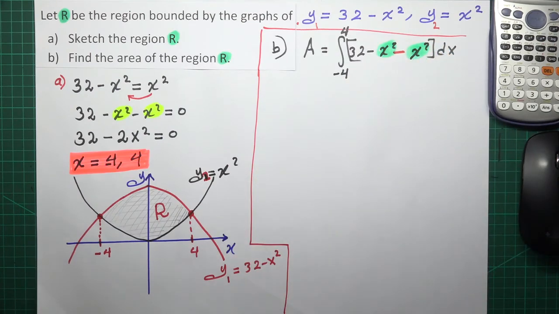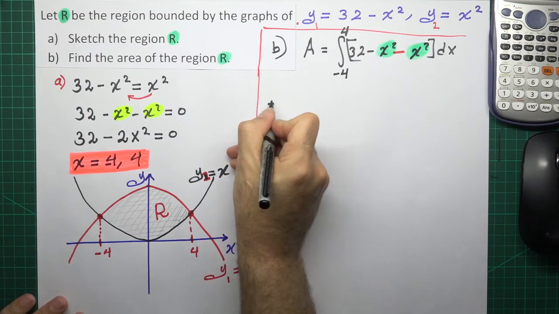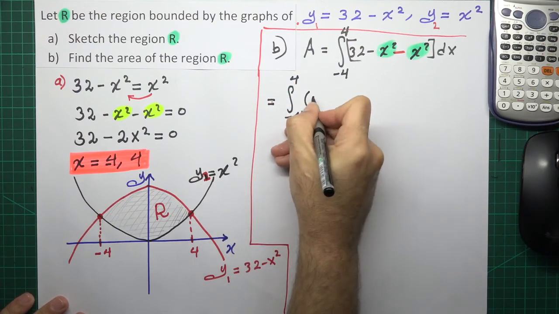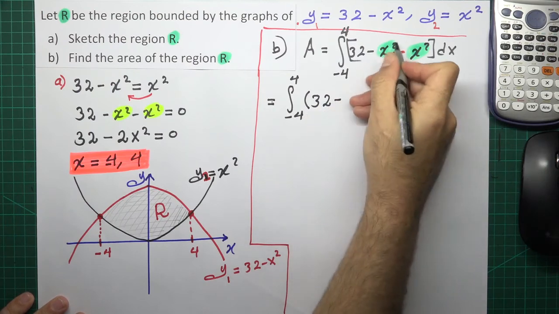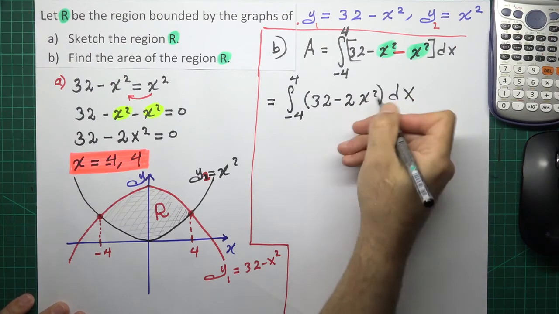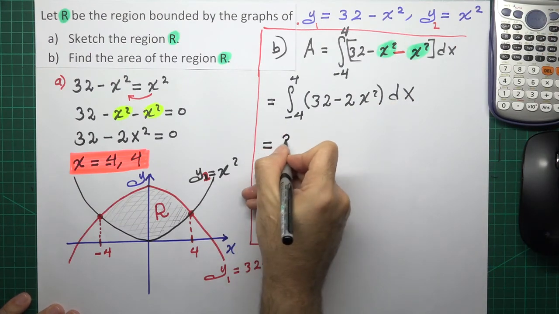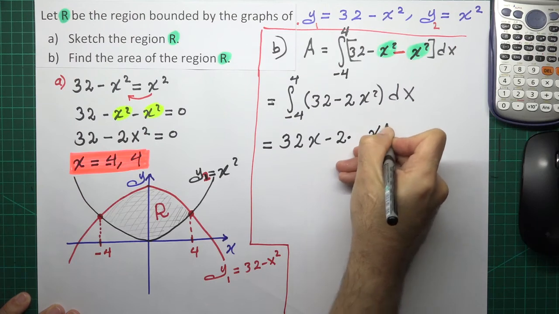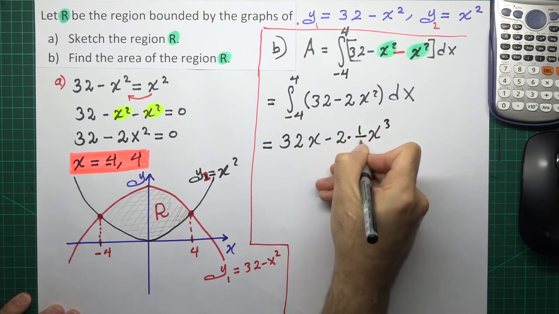Now, students, we are able to combine these. Before integrating we can of course integrate without combining, but if you combine them it will be better. You will change them to one term instead of dealing with two terms. So I will start from here. It's from minus 4 to 4. Then I have, as you see, 32 minus x squared minus x squared, that is, 32 minus 2x squared dx. Then we will integrate directly. It's 32x minus 2 times x cubed, and here 1 over 3.